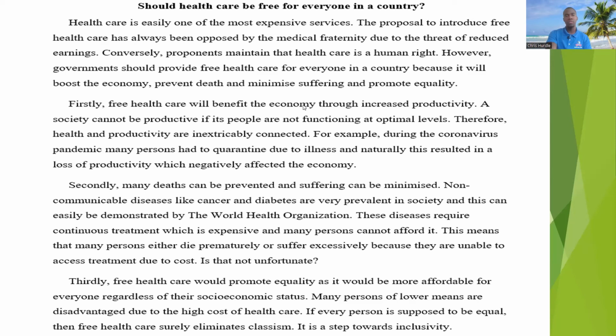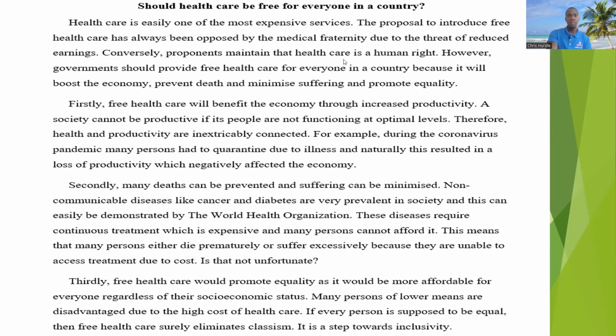So from the proposal to a human right, that would represent my background information, right? And I would have given the general views on the topic in discussion. However, governments should provide free healthcare for everyone in the country because it will boost the economy, prevent death and minimize suffering, and promote equality. So you see my 3 points. Boost the economy, point 1. Prevent death and minimize suffering, point 2. And promote equality, point 3.